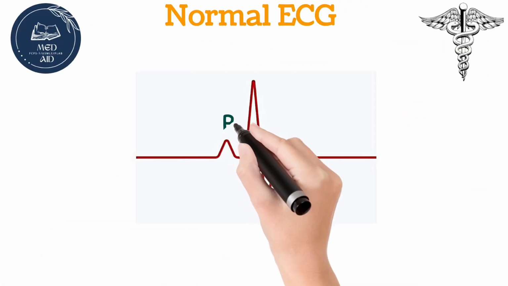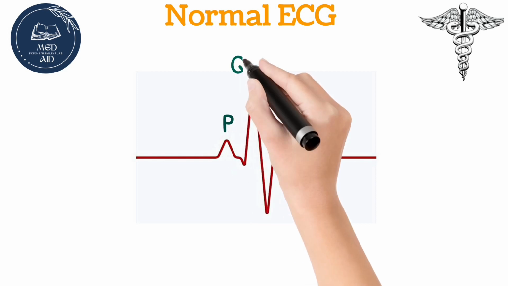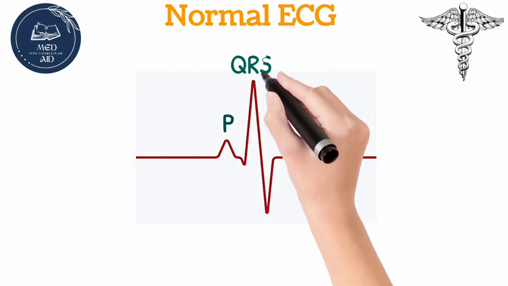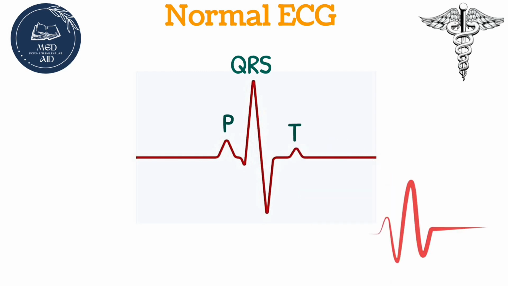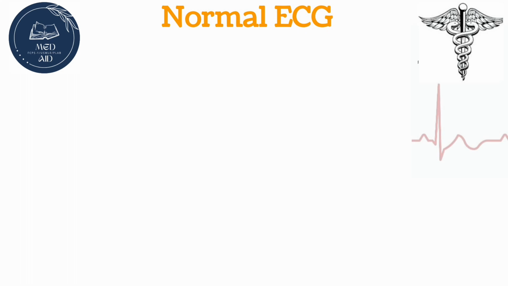This is a normal ECG. P wave shows atrial depolarization. QRS complex shows ventricular depolarization. T wave shows ventricular repolarization. PR interval is the AV nodal delay. Atrial repolarization is masked in the QRS complex. This is a normal ECG.